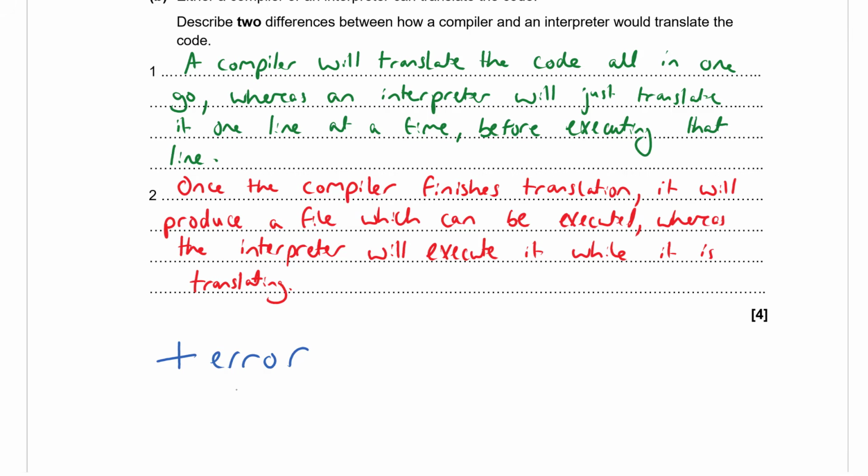So they don't get an error message straight away. Whereas an interpreter, once it hits an error, it stops for translation. So that's how they handle errors a bit differently.